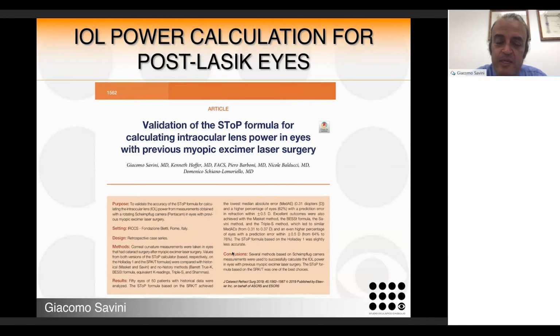Third chapter, post-LASIK calculation. The Pentacam was introduced as one of the first devices to provide this kind of information, and a few months ago we published this paper because there was a new formula, the SToP formula, that had been developed, and we wanted to test it also with the Pentacam.